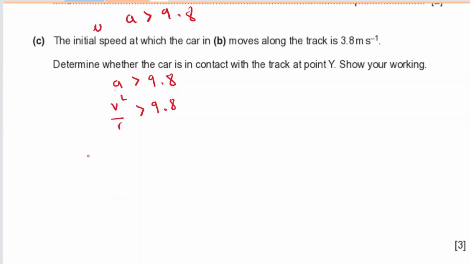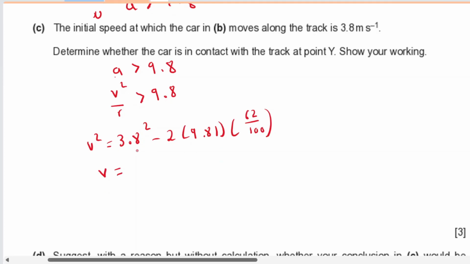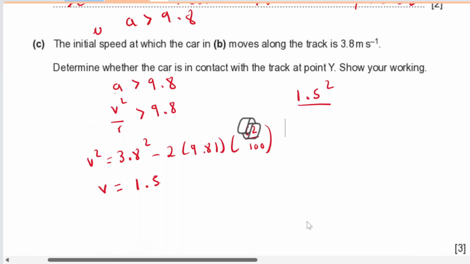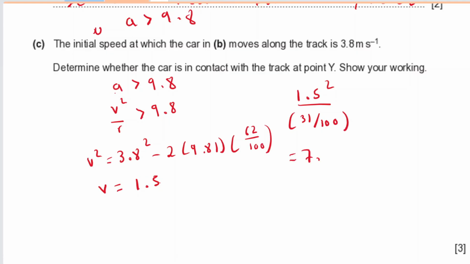So let's do that. v squared equals 3.8 squared minus 2 times 9.81 times the displacement, which was 62 over 100, and you shall get the final answer for v as 1.5. So let's try this now. 1.5 squared divided by the radius, and how much was the radius? If the diameter is 62, then the radius will be 31, right? So this will be 31 divided by 100. I'm dividing by 100 to convert it into meters. Okay, and you get around 7.11.